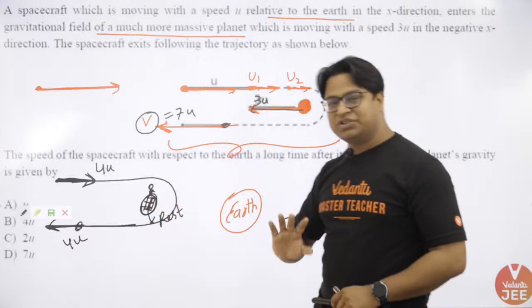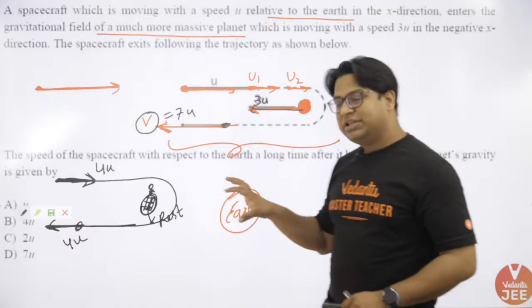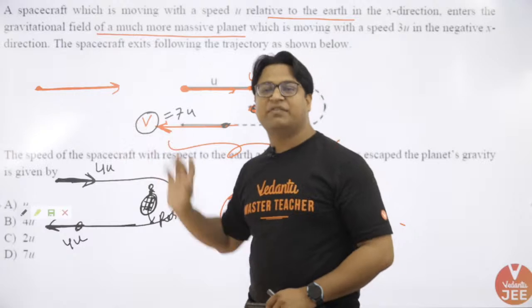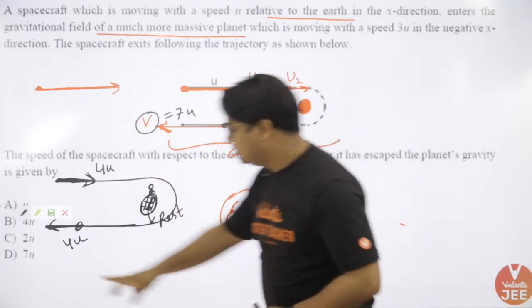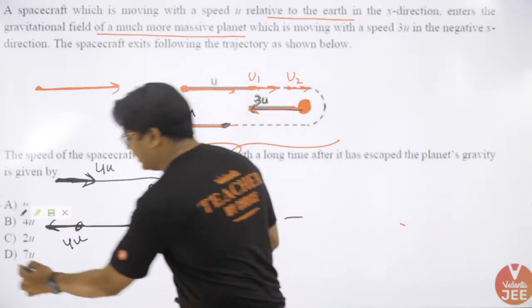Alright, so eventually now I am in the position to say that as seen from the Earth, the speed of this aircraft will be 7u. So 7u, the option, it will be your answer.